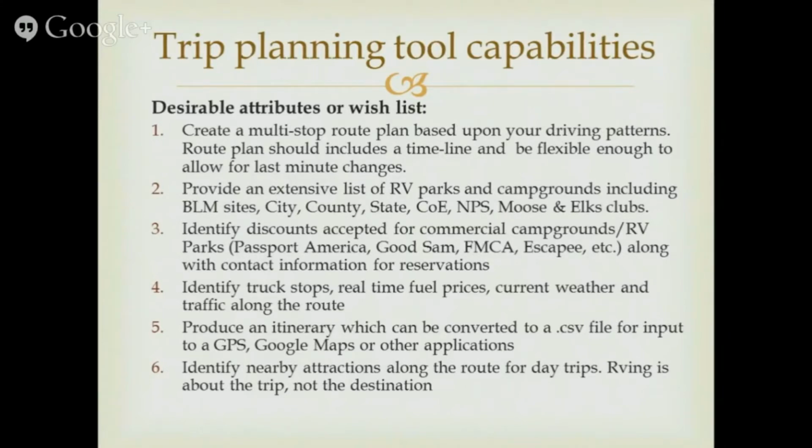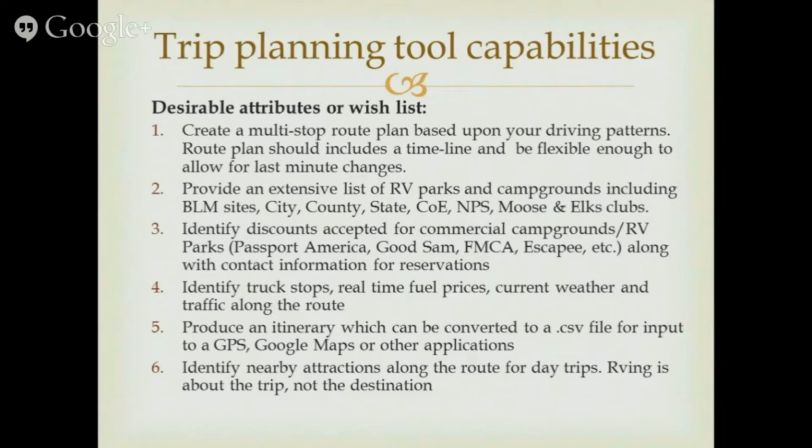I'd like to be able to identify discounts that are accepted for the commercial campgrounds and RV parks, things like Passport America, Good Sam, FMCA, Escapees. There's a long list of those items, along with the contact information for reservations. That's particularly important to me.